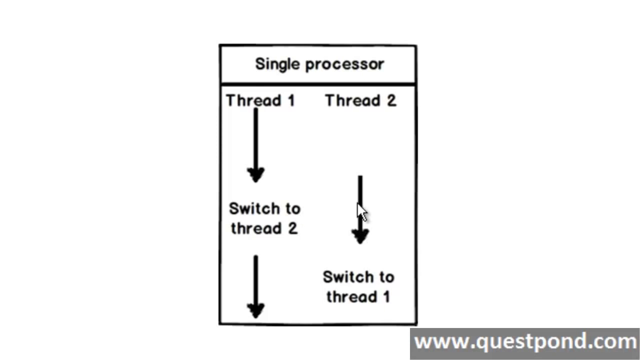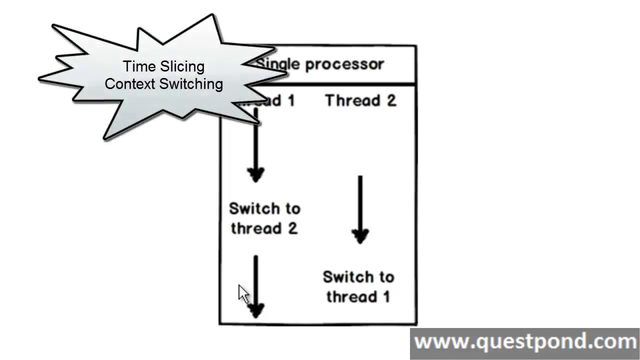And at that time, when it has switched to thread 2 and is executing thread 2, it will not execute thread 1. After that, it will again stop executing thread 2 and switch to thread 1. So in this way, the processor distributes time between those threads, and it keeps switching from thread 1 to thread 2, thread 2 to thread 1. So in other words, multi-threading is not actually happening. Time slicing is happening. Context switching is happening.